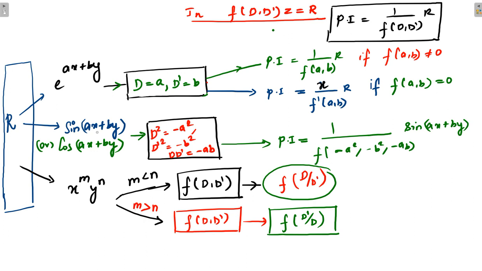So when a trigonometric function is coming, you have to substitute d square, d dash square, and d d dash. So in this case you can apply the constants by using some trigonometric functions, right? So here I have given the values. What are the values you are going to substitute? d square equal to minus a square, d dash square equal to minus b square.